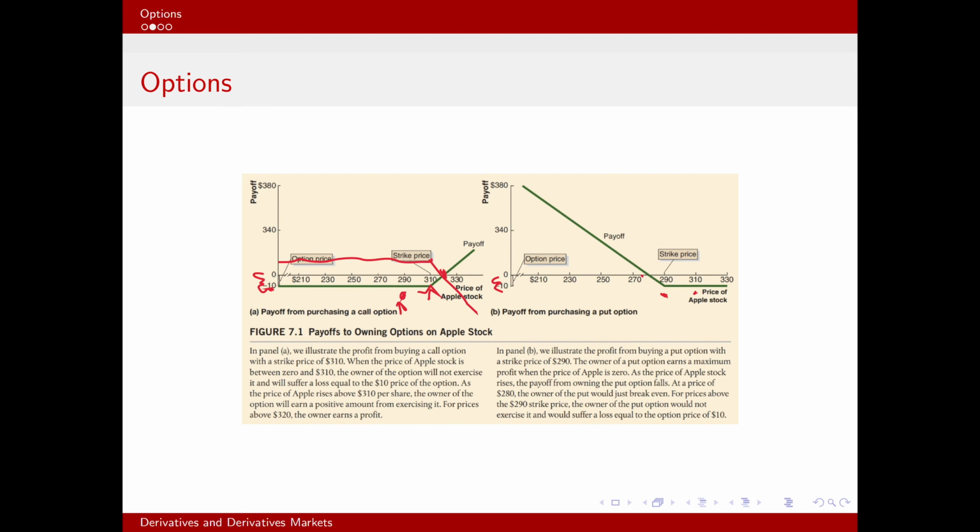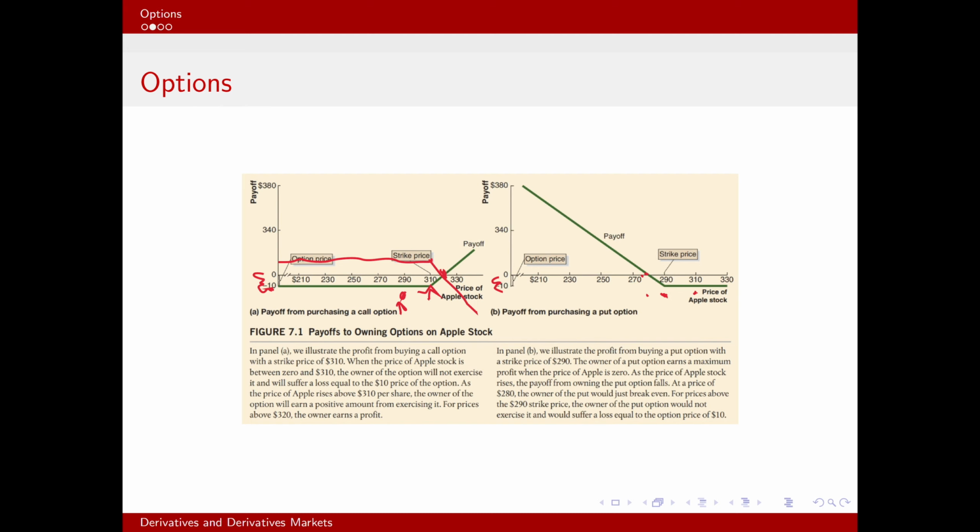If let's say Apple is at $280 now, you would want to exercise the contract, because you're going to sell it for $290, whereas the market price is $280. So somebody would be paying you $10 more than they should for that Apple stock. But again, because the option premium was $10, you would make nothing. However, every single dollar after that Apple stock goes down, you're going to make $1 profit.